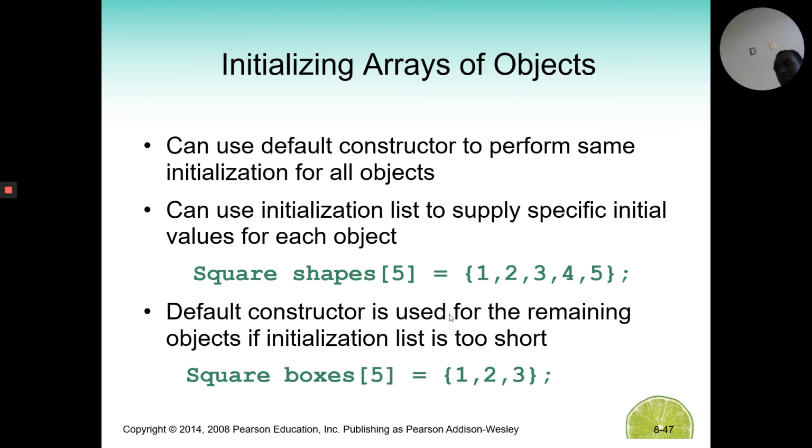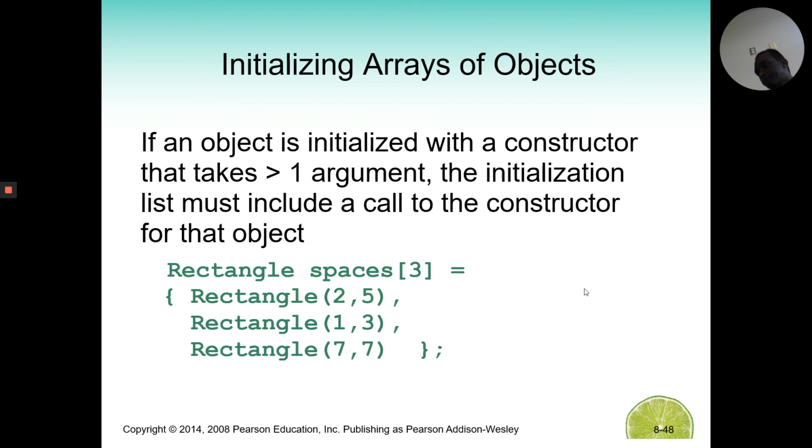Initializing arrays of objects: you can use a default constructor to perform initialization for all objects. You can use an initialization list to supply specific initial values for each object. So here you have Square shapes[5], and then you're initializing it. A default constructor is used for the remaining objects if the initialization list is too short. You can initialize it like that, or you can expect the user to enter it if you wanted, let's say, to give the user a choice.